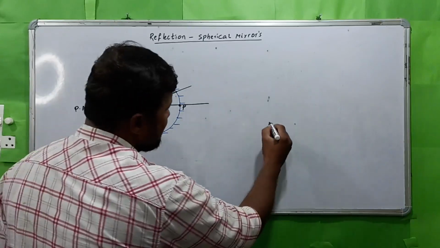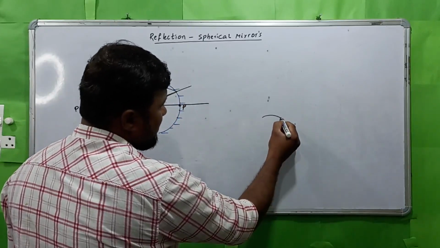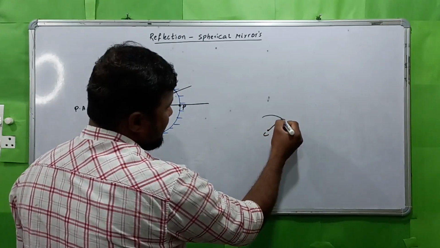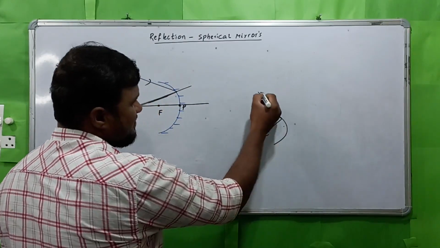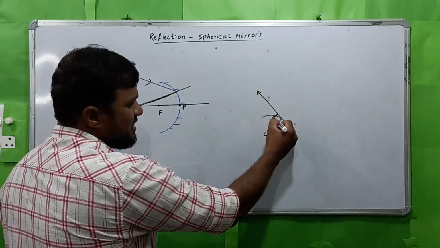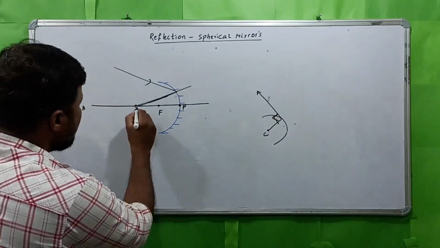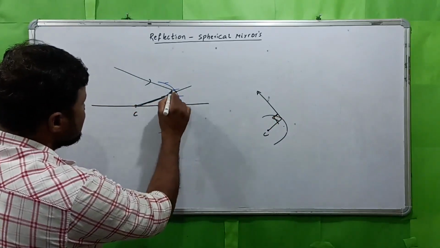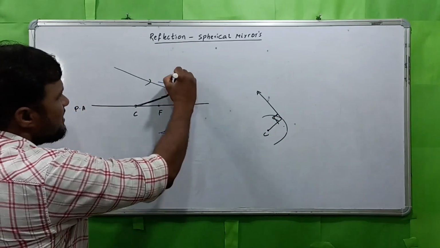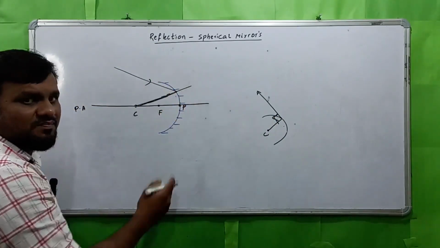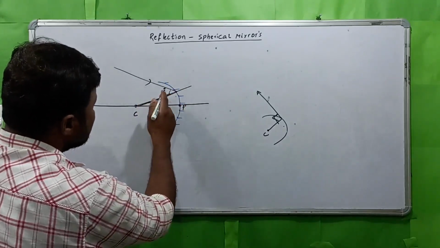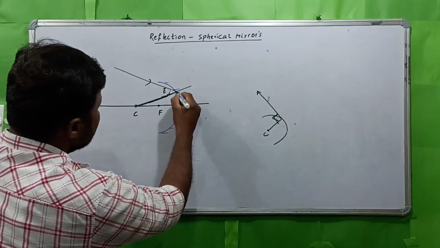We already discussed that for a curved surface we can locate the center, and the radius itself always acts like a normal. If I draw a tangent, we can observe this is 90 degrees. Here this is the radius for this mirror. This radius acts like a normal. If I draw a tangent, 90 degrees will come. Now, suppose this is angle of incidence i. It is the same angle, reflection takes place this way.